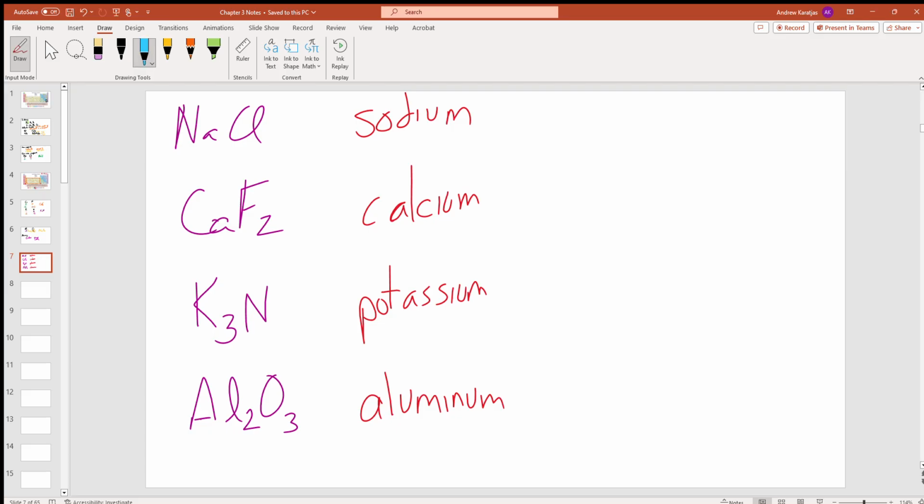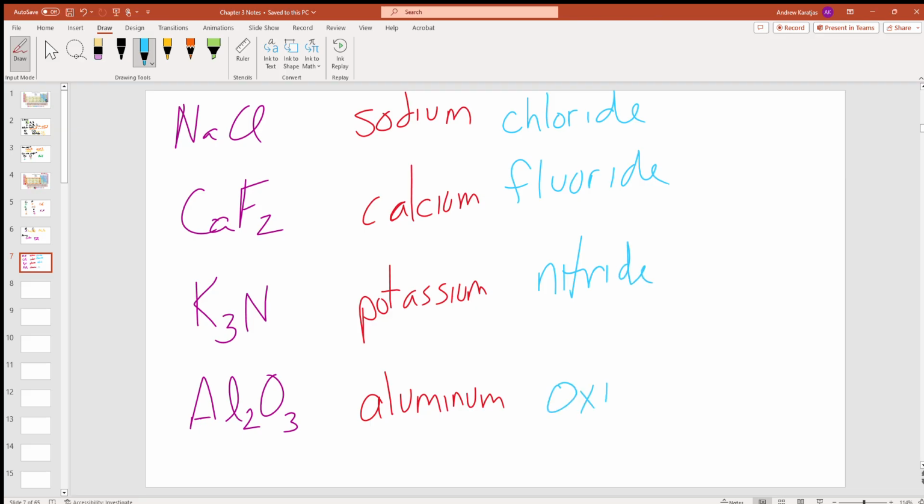For the anion, we're going to take the name of the element and change the ending to IDE. So in the first one, we have chlorine. So chlorine becomes chloride. Fluorine becomes fluoride. Nitrogen becomes nitride. And oxygen becomes oxide.